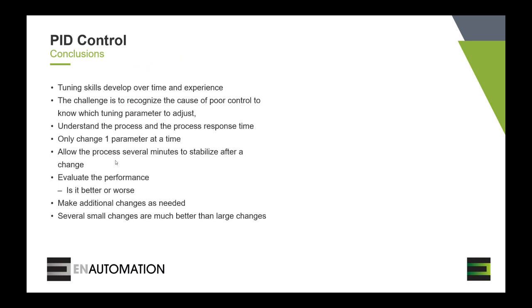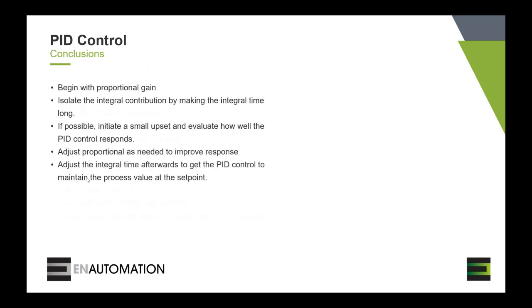So allow the process to stabilize, evaluate the response, determine what direction you need to go next, and then make additional changes. It's always important to make several small changes rather than a large change. So you can get the idea that tuning can take quite a period of time, especially in a slower moving process. I generally begin with proportional gain.